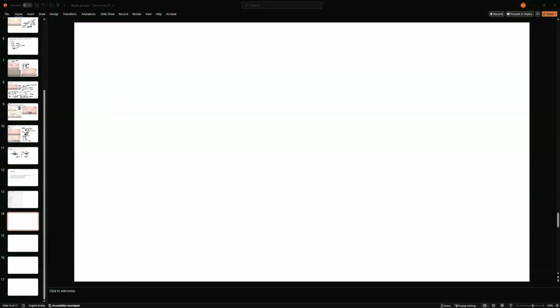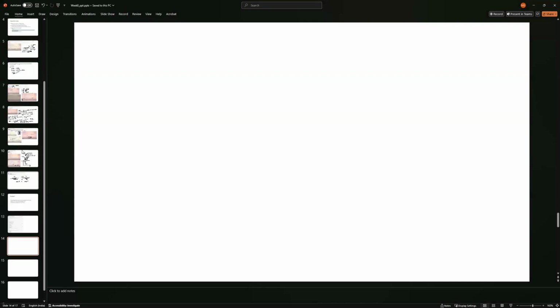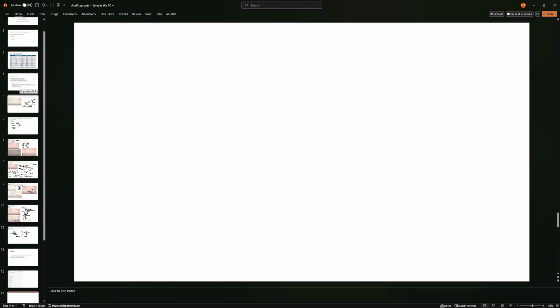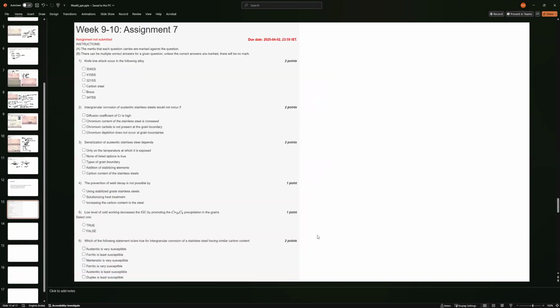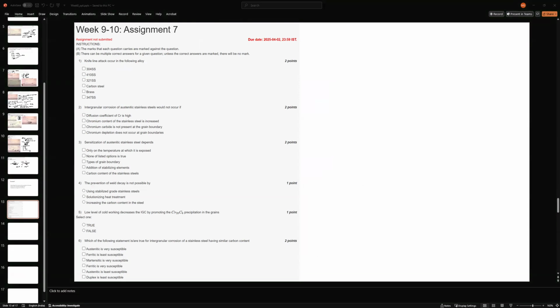Question 6. You mean from this assignment, last week's assignment, or the current assignment that is due? This one? Assignment 7. Okay, 7. Sixth question. Which of the following statements is true for intergranular corrosion of stainless steel having similar carbon content?